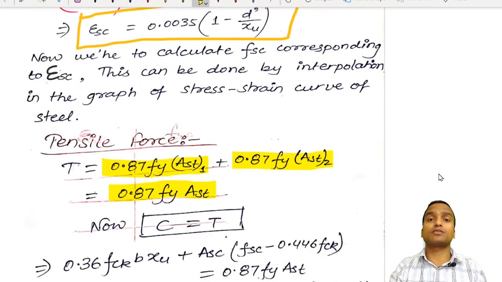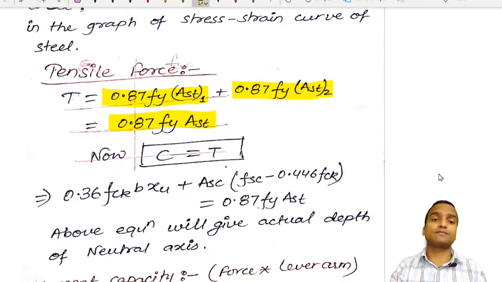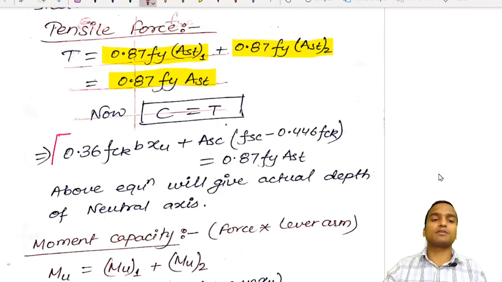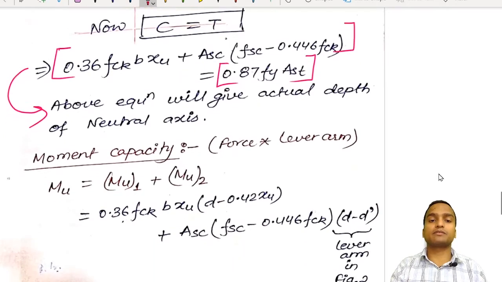And now from the equilibrium of forces we can equate the value of compressive force with the tensile force. So we have written compressive force on the left side and we have equated it with the tensile force. Now the above equation will give us the actual depth of neutral axis. Now let us calculate the moment capacity of the beam also.